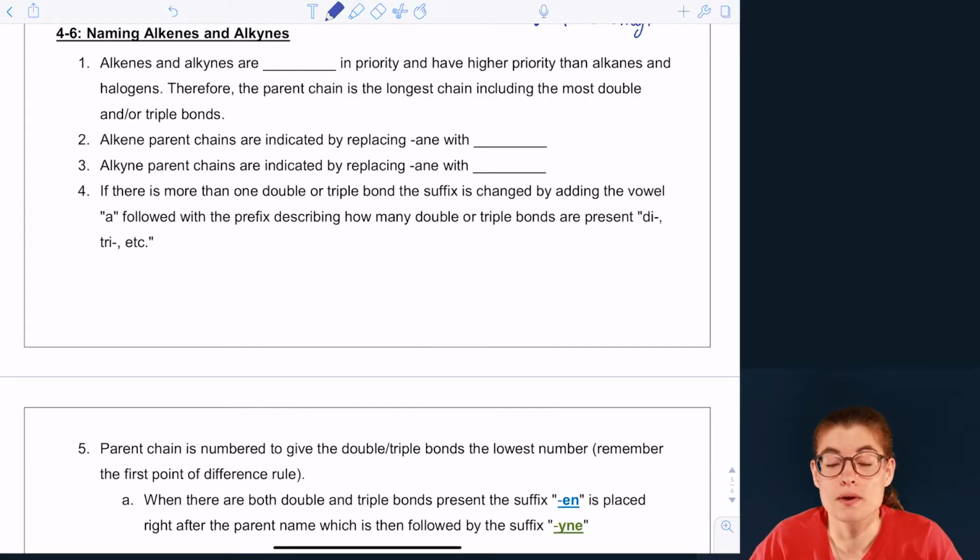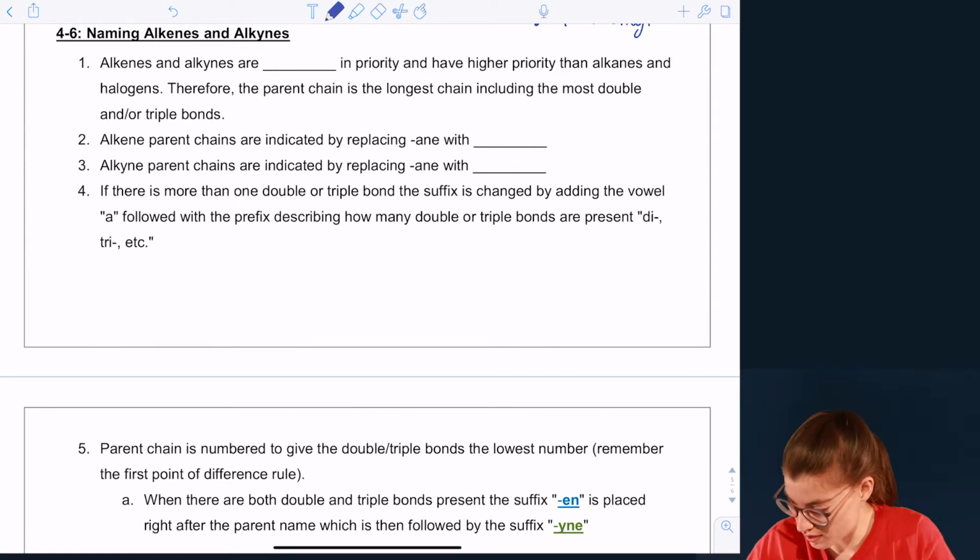Hey guys, so in this video we're going to be going over naming alkenes and alkynes. We're going to build off of what we already learned for alkanes, just adding on some new information here. So, let me get my notes ready.